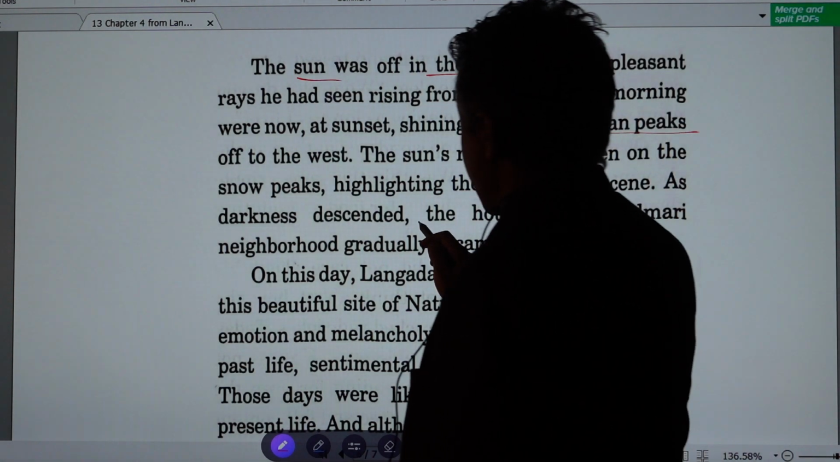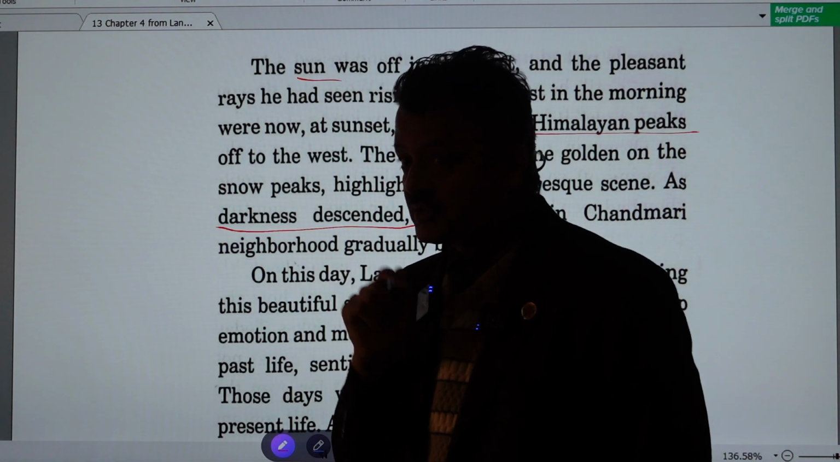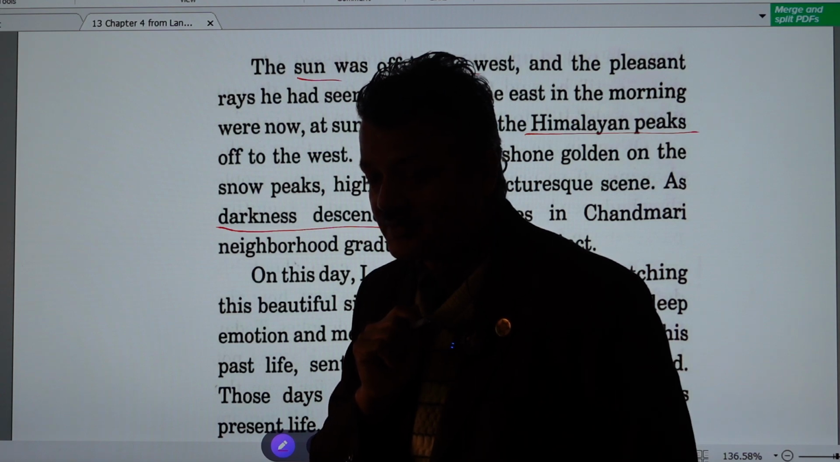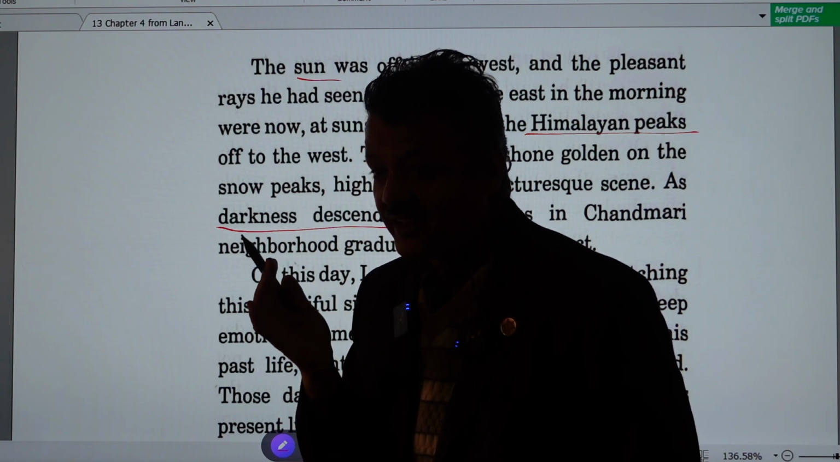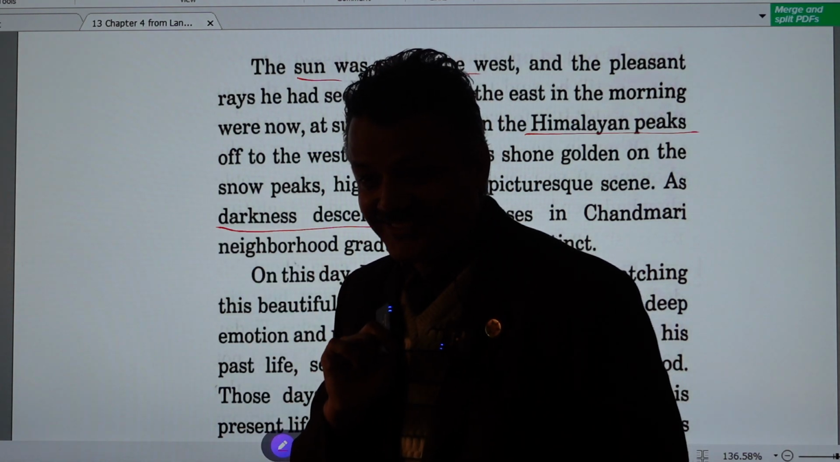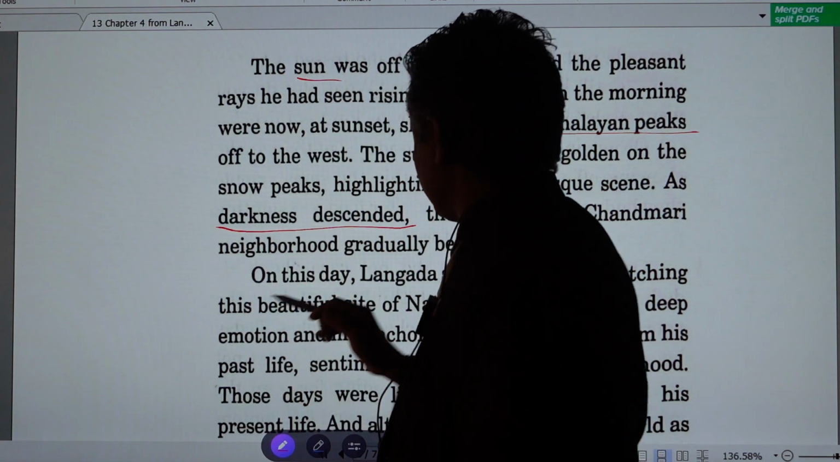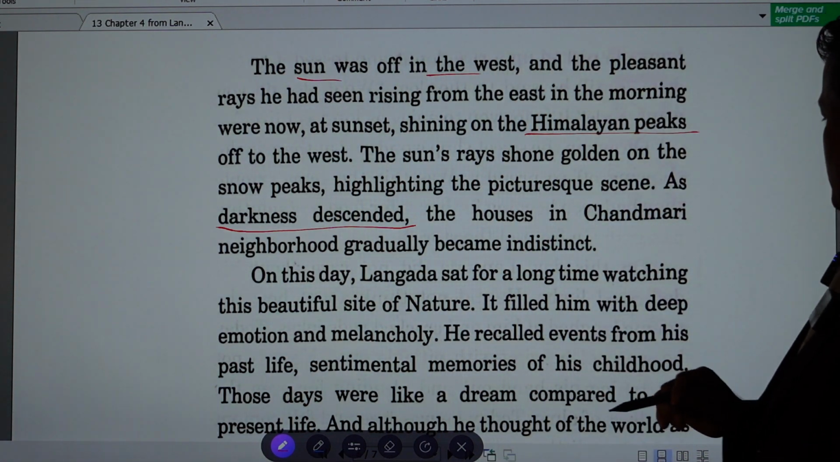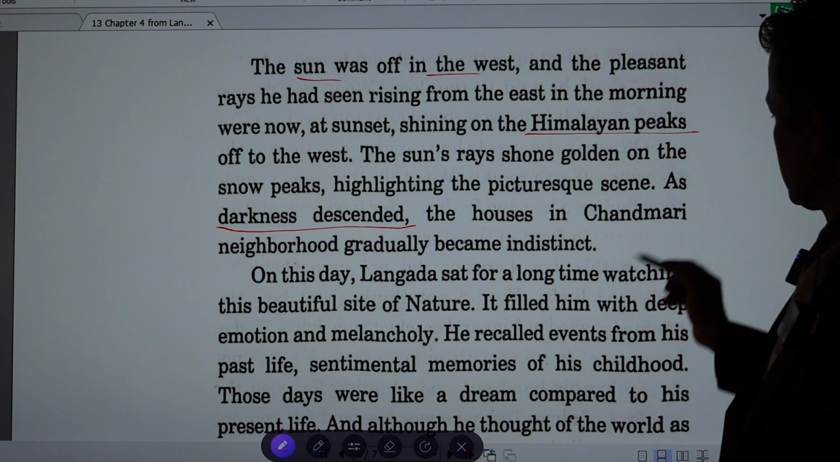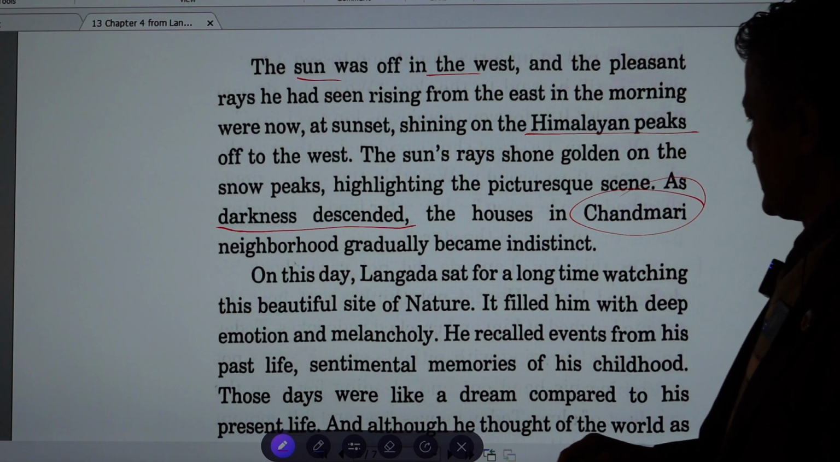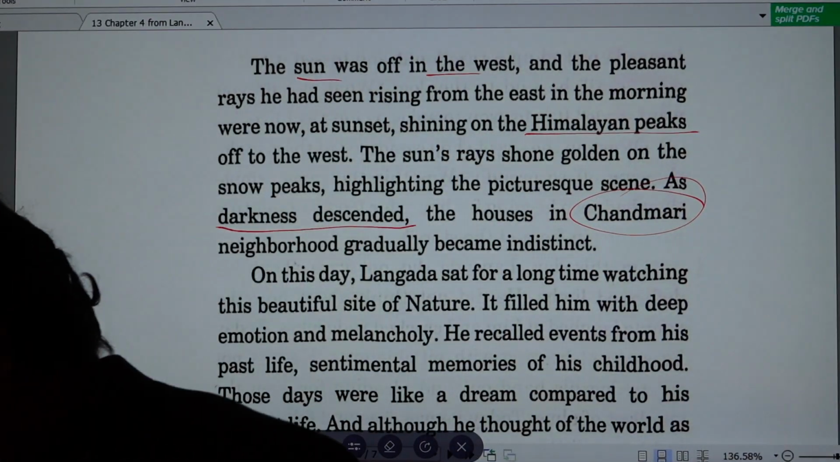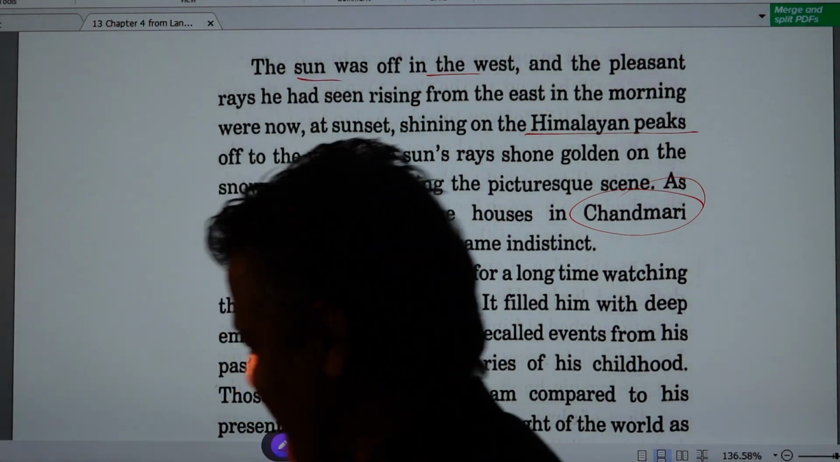Now look, darkness descended. Now you can imagine, today Langada got money and he got the food. But we know, tomorrow he might go hungry. So tomorrow is dark. Tomorrow is dark for him. The houses in the Chandmari neighborhood, now we know the location, gradually became indistinct. Now darkness is coming up. Why? Because Langada has another day.